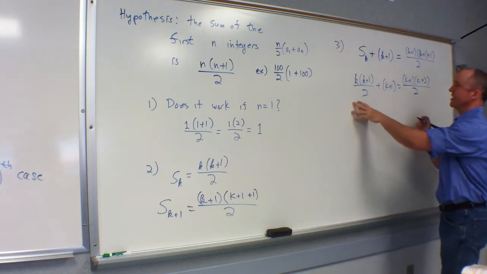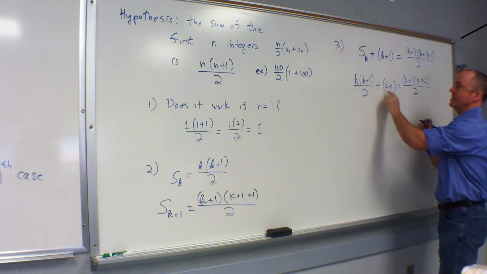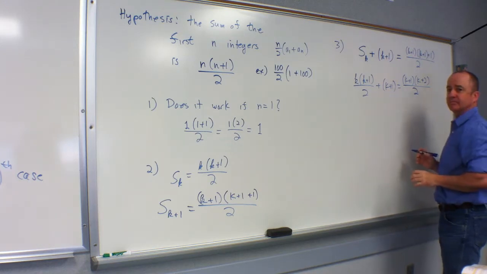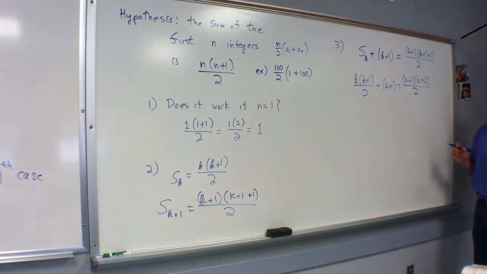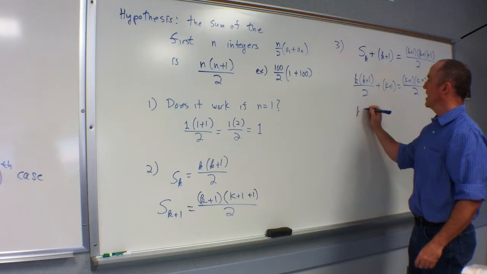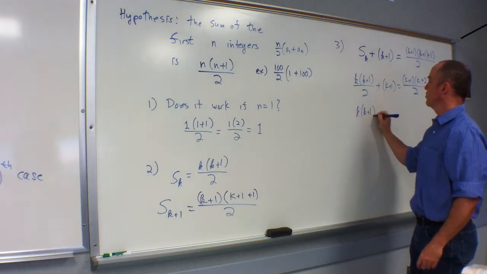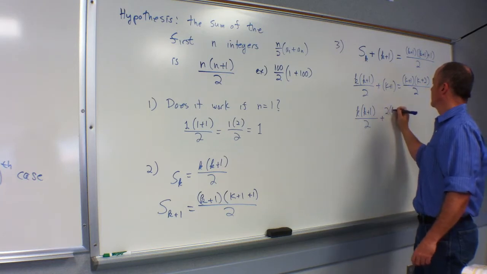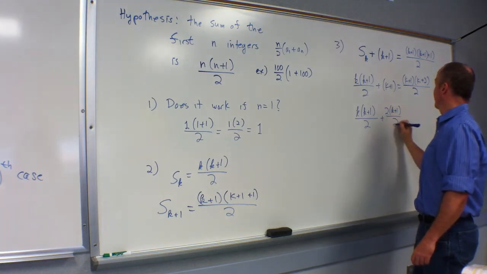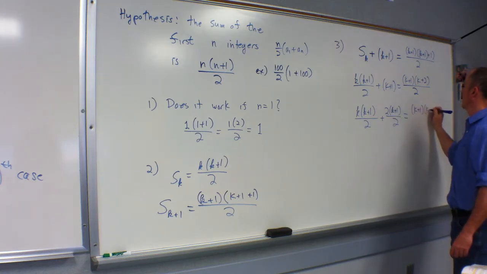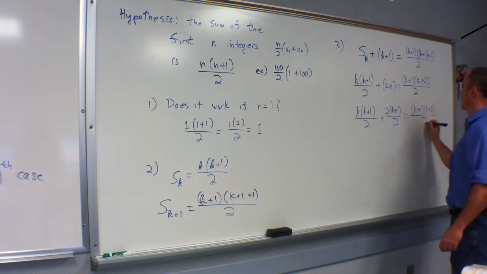I decided I'm going to prove this is true by making a common denominator between these two. I'm going to try and algebraically get these to look the same. Everybody good with where I am on this one? Okay. So I'm going to make this now k times k plus 1 over 2 plus 2 times k plus 1 over 2, and that still equals k plus 1 times k plus 2 over 2.